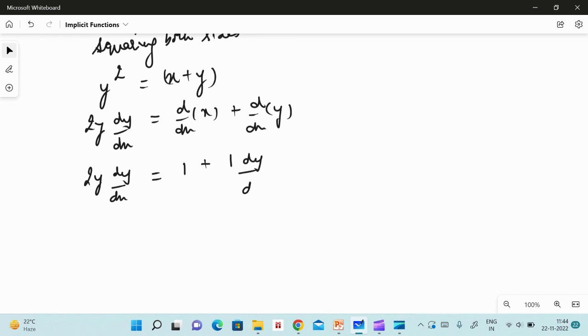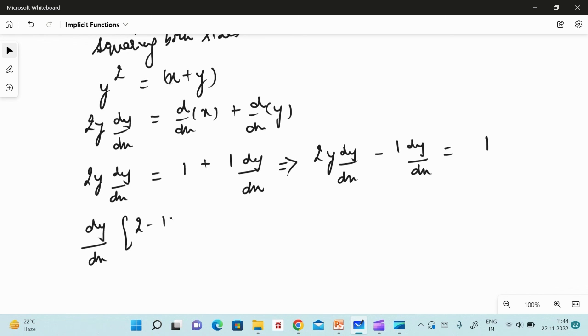Okay, here I get 2y dy by dx is equal to 1 plus 1 dy by dx. Okay, now shifting the values with dy by dx on one side and keeping other values on the other side, I will get this equation taking dy by dx as common. So it gives me 2y minus 1 dy by dx is equal to 1, right? And this is what we have to prove.